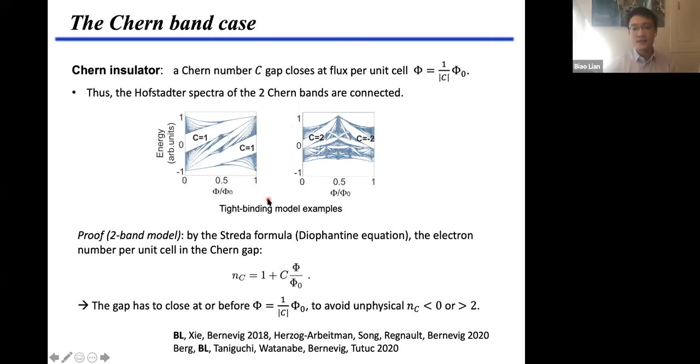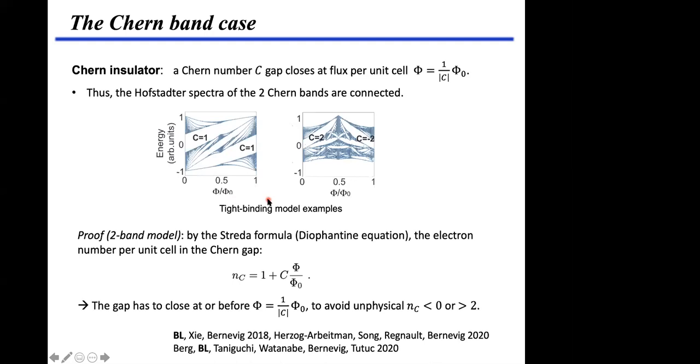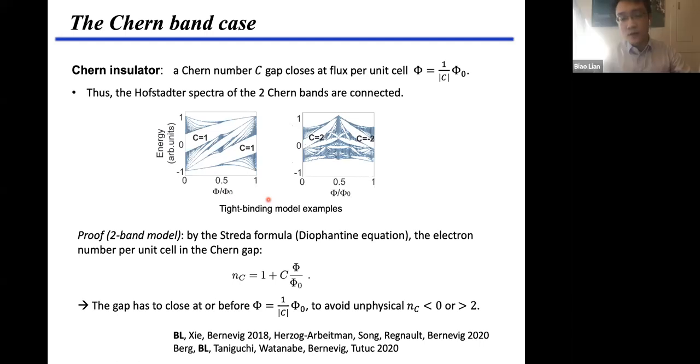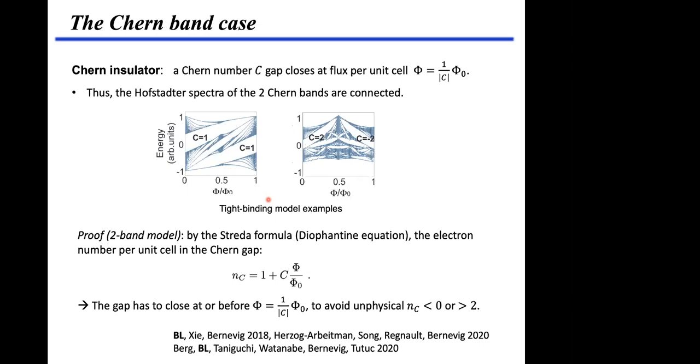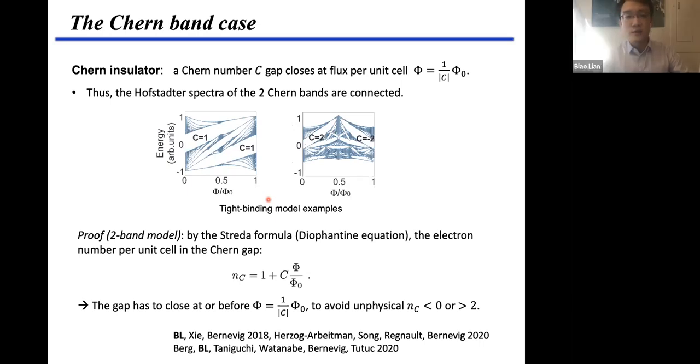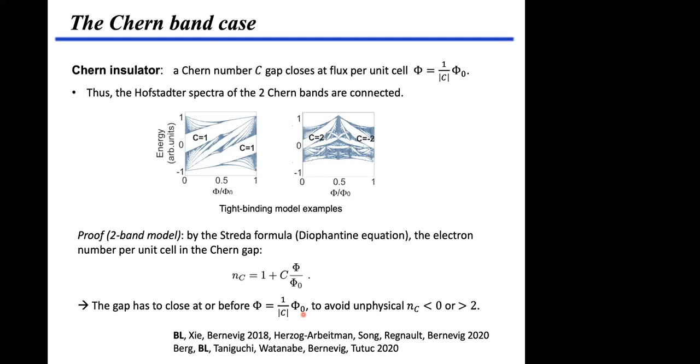Okay, thanks. I have a quick question also. When you say it closes at or before, does it in fact always close at that flux in all the numerical simulations? Yeah, actually it always closes at that flux. You could deform this spectrum so that it closes earlier, but those crossings would always be trivial. Basically, only the closing at this flux is protected. Okay, thanks.